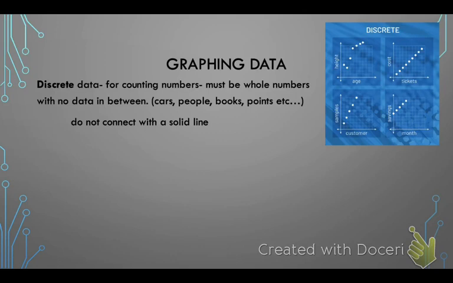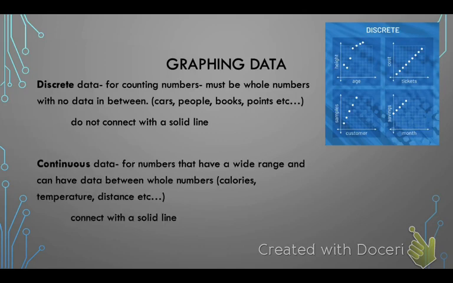Okay, so here's an example. It's still forming graphs, but I just don't connect the dots, because I can't have half of a person. And then, oopsie, it's kind of fast. Then I can have continuous data. Those are numbers that have a wide range and can have data between those numbers, like calories, temperature, distance. I could use my other example of gallons of gas in my car, because I fill it with like 15 gallons or 12 gallons, I don't know. My Vespa only takes like 1.2. And I'm going to connect those with a solid line.